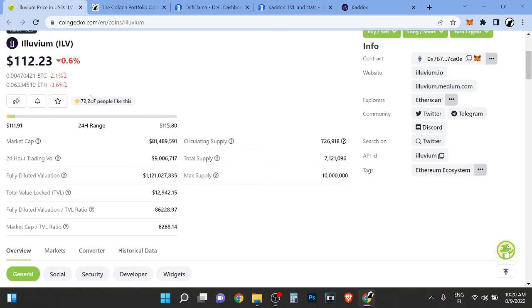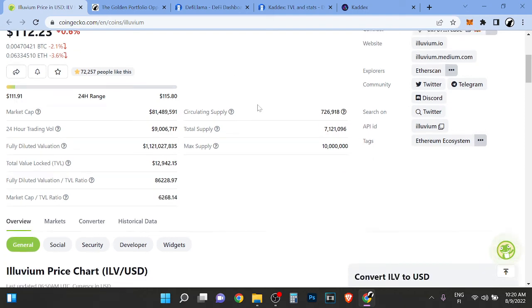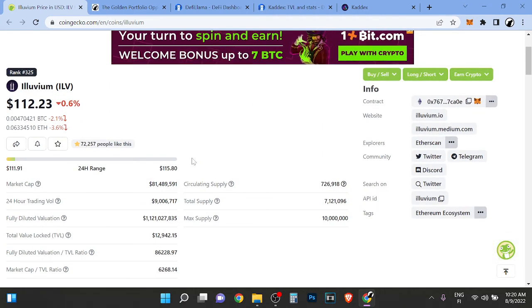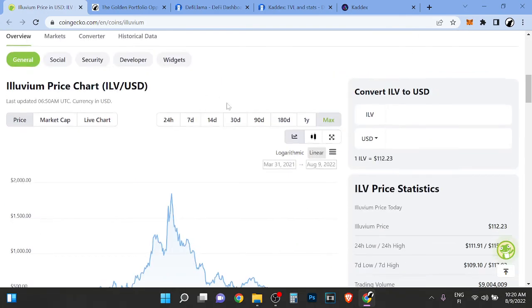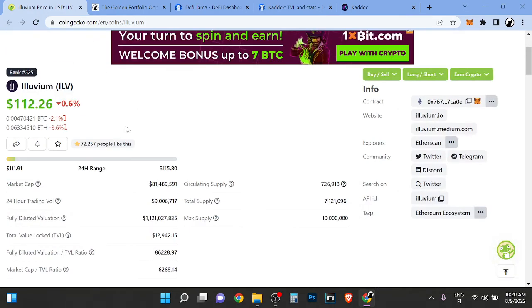And if Illuvium happens to become the number one gaming token, the price could go crazy. But that being said, I think that right now the probability of it going to zero is higher than it going to mega moon, just because it could be a longer bear market. So, let's see.